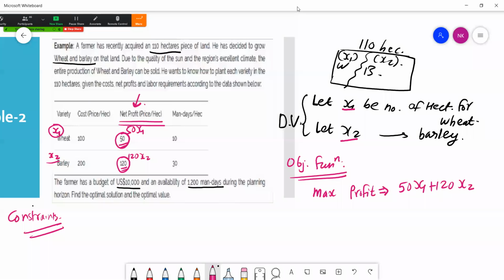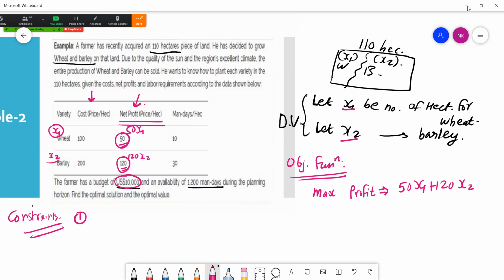Okay, Shyam, you are also given the answer, fine. So the constraints are, let's say the first one, the constraint, let's take this cost value. The farmer has a budget of US dollar 10,000. This is the budget that he is having.